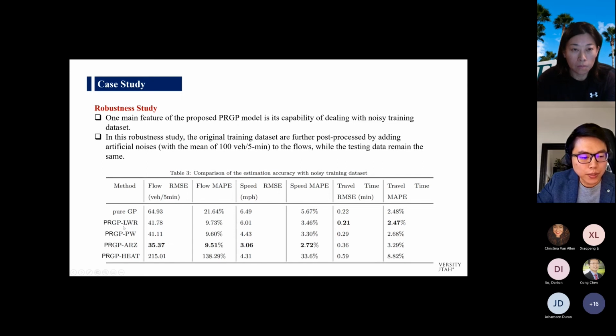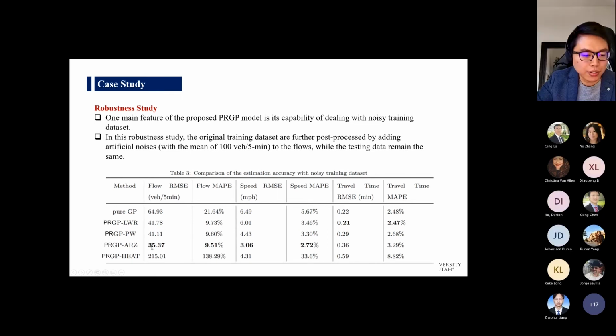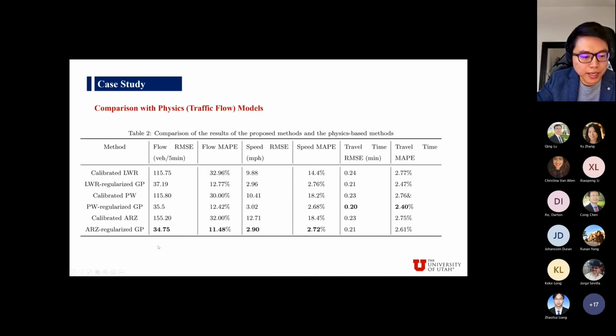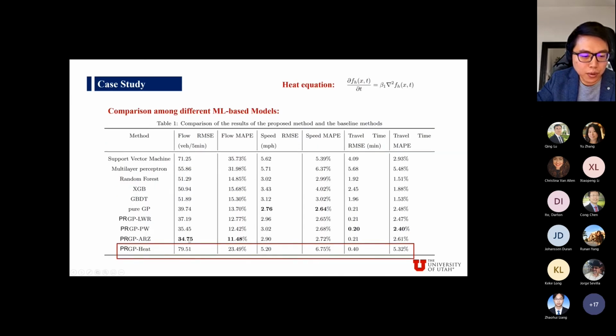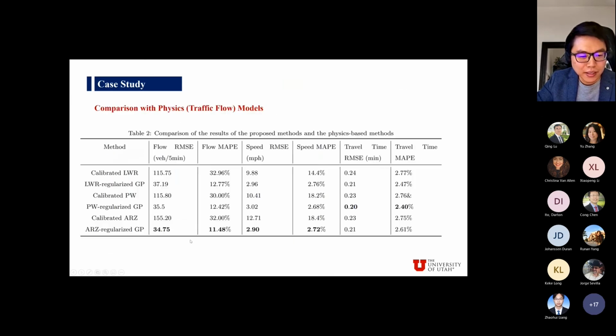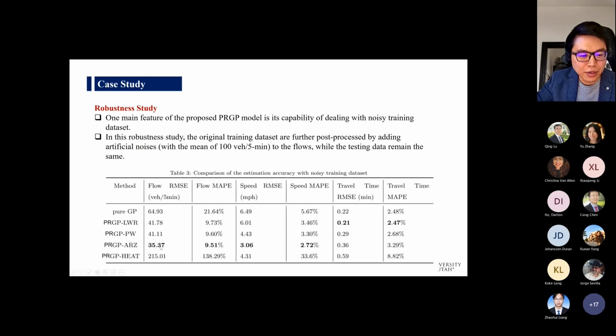For the PRGP with LWR and PW, both of them are around 41. And the best one, with the ARZ, is 35.37. Compared with the previous one with a good data set, which is 34.75, this is 35.37. So by looking at the result, even with a really bad, noisy training data set, we can still have a very good performance. That shows the capability of the PRGP to deal with noisy data sets.